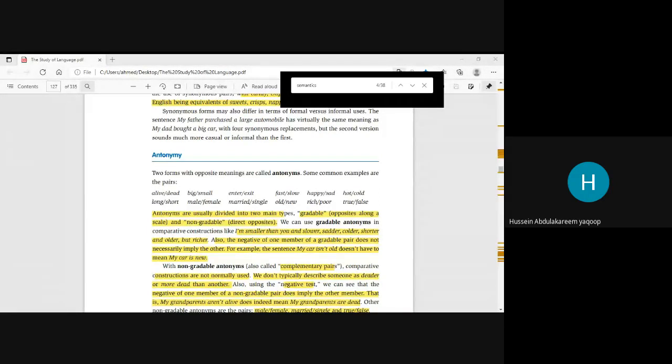Correct, Amal. Okay, so sometimes we don't need to use the negative here, but we can refer to the negative indirectly.